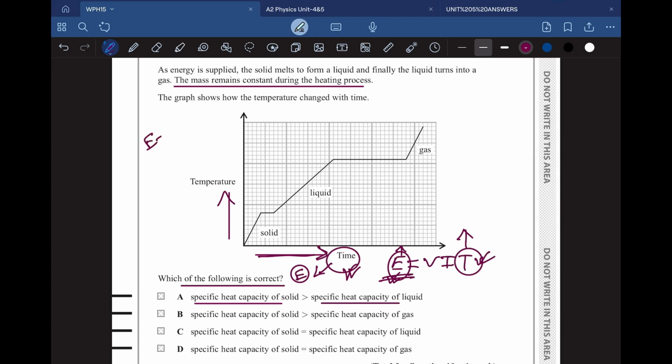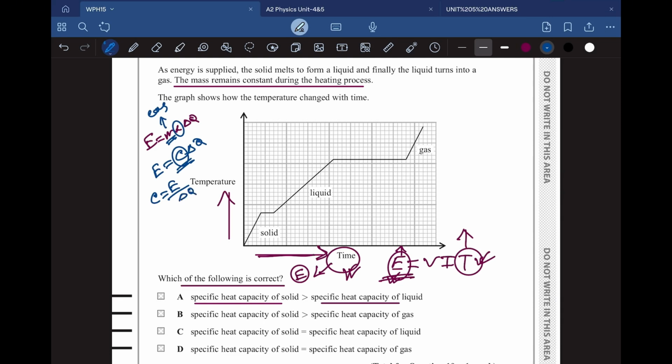And we know there is a formula: energy is equal to mc del theta. Now as the question was asking about the specific heat capacity, we can make C the subject. We know mass is constant, so we can actually remove that part. We can only write energy is equal to C del theta. C was what the options were about, so let's make C the subject. So C is equal to E divided by del theta.